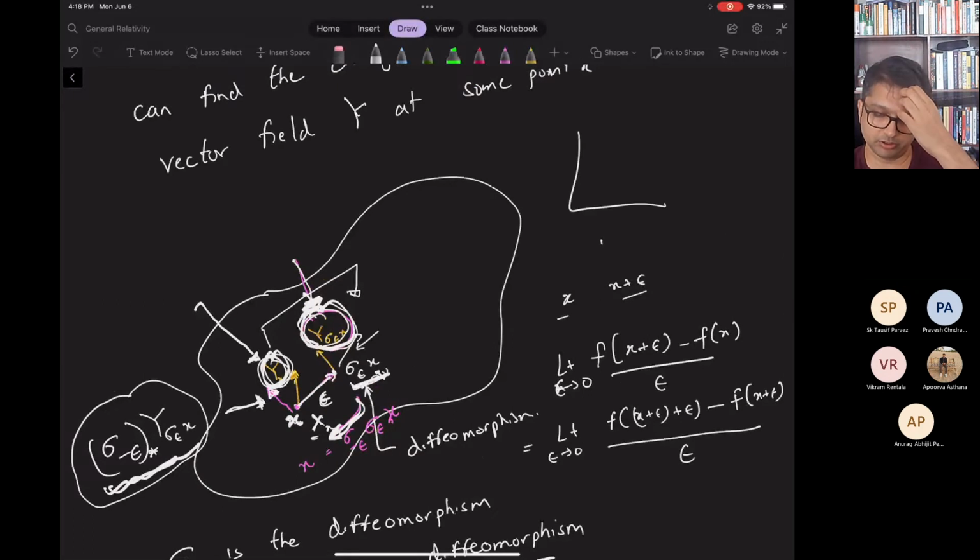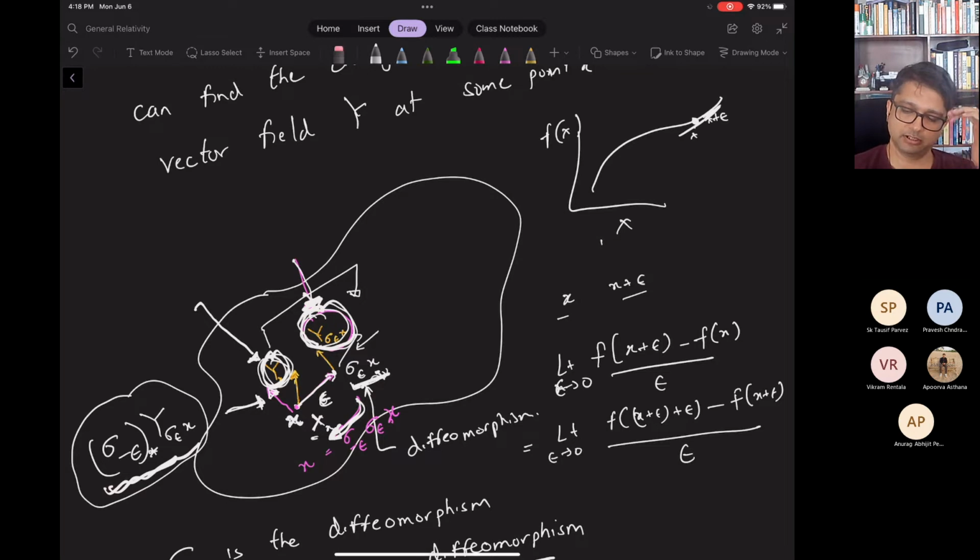Visually, you have f of x, you have x, this is a function, this is the derivative at x plus epsilon. If the function is infinitely smooth and differentiable, then the derivative here and the derivative here is continuous, and in the limit epsilon goes to 0, it's really the same derivative that you're evaluating. The tangent can't change drastically for a vanishing displacement.